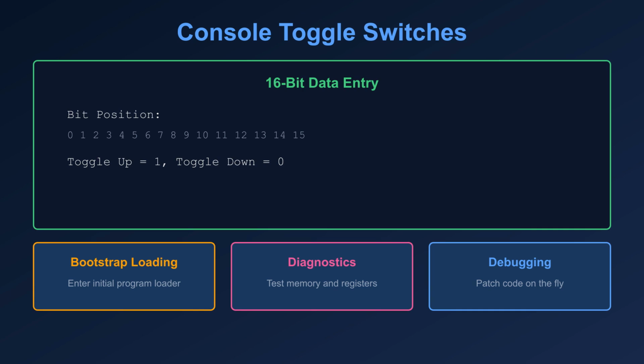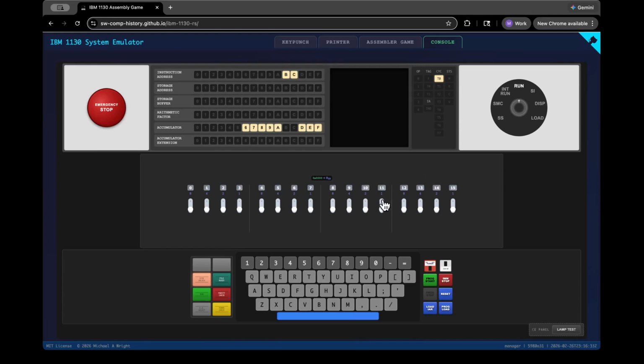The console toggle switches let you enter 16-bit values directly into memory or registers. Flip each switch up for 1, down for 0. Engineers use these switches constantly for bootstrapping the system, loading test patterns, and debugging hardware faults. When disk or tape failed, toggle switches were often the only way to get the machine running again.